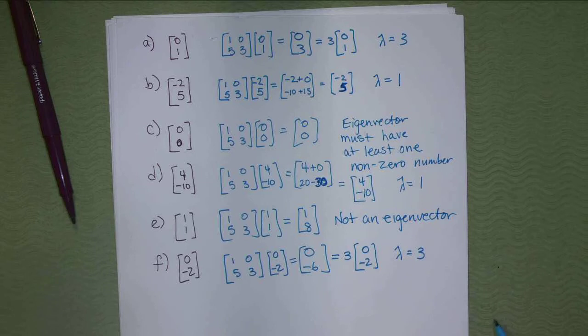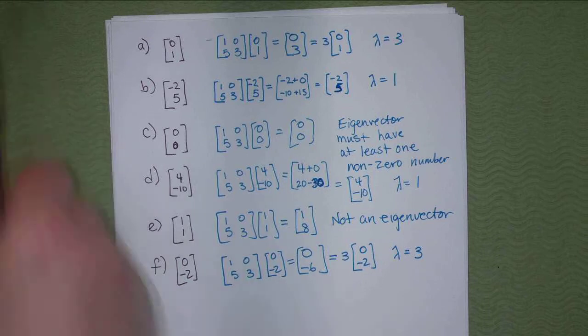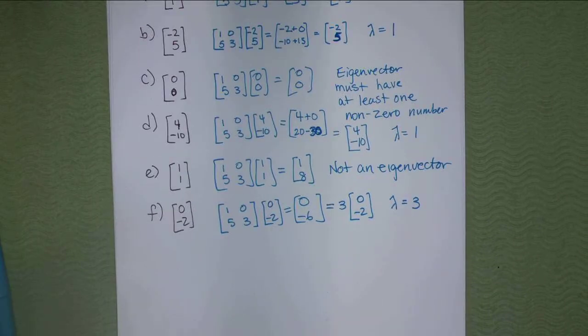So in fact, a 2 by 2 matrix can have at most 2 different eigenvalues. A 3 by 3 can have at most 3. It can have less, but it can't have more. So, how to find eigenvalues, eigenvectors, and the eigenspace.